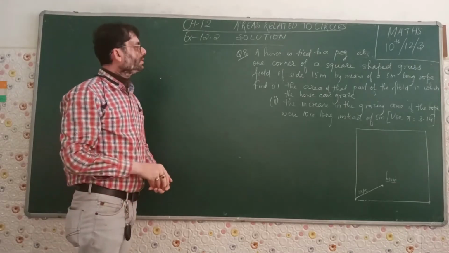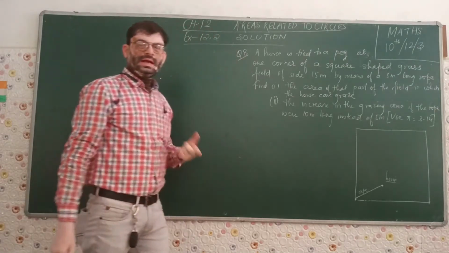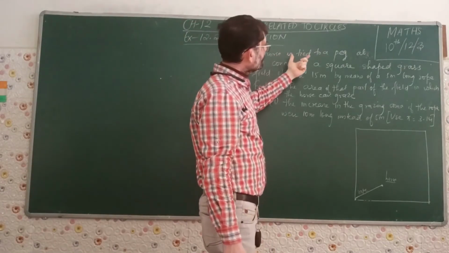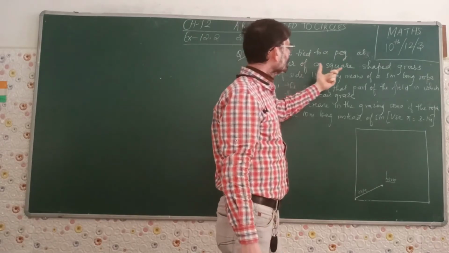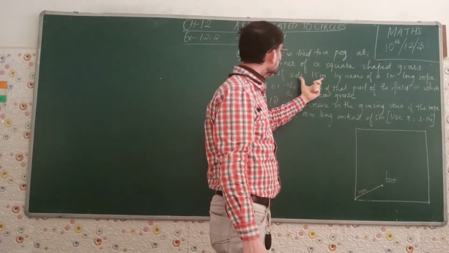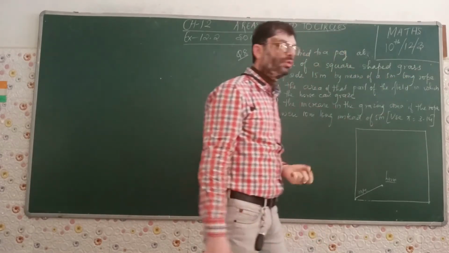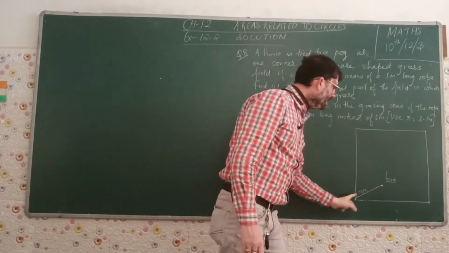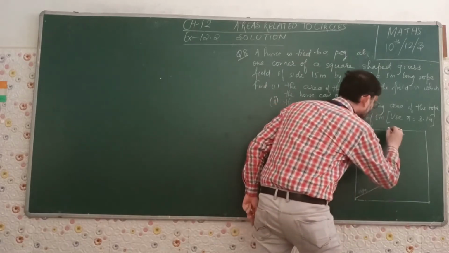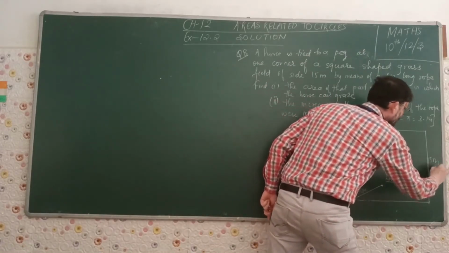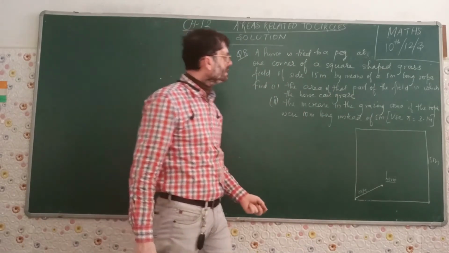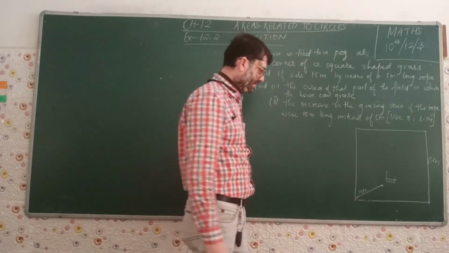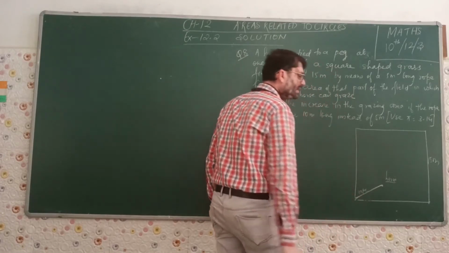Coming on to the next question. Question number 8. And 6 and 7 have been kept for your practice. A horse is tied to a peg at one corner of a square-shaped grass field of side 15 meters by means of a 5 meter long rope. So suppose this is my square field. The side of the square field is given to us as 15 meters. Say we can write here somewhere 15 meters is the square field, and a horse is tied to a peg somewhere here with a rope of 5 meters. Let us consider this to be a 5 meter long rope.